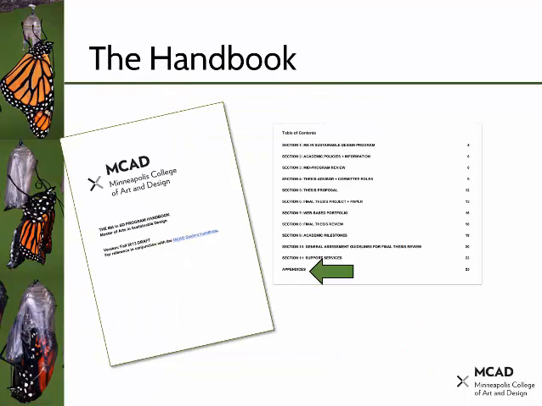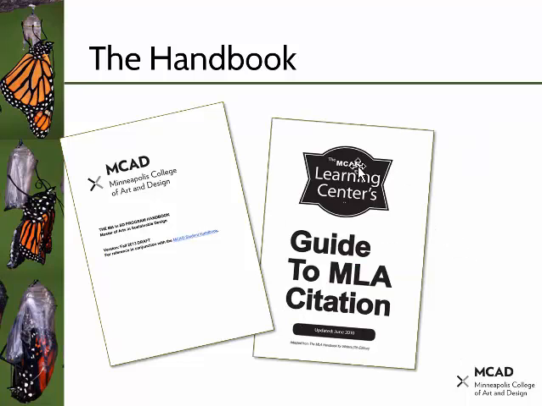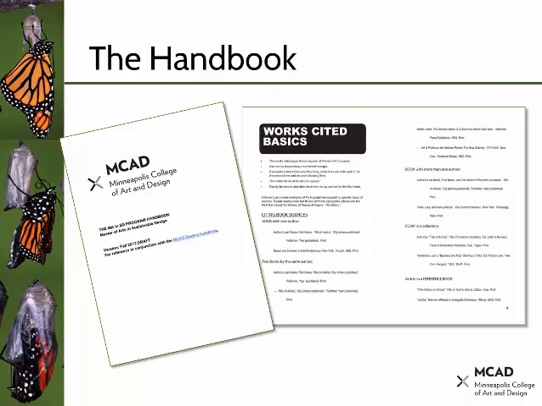If you've taken a look at your handbook, at the very end in the appendices, good nighttime reading, you'll find this guide to MLA citations. It's just a few pages that the MCAD Learning Center has provided for the handbook. One section is Works Cited Basics. These are the basic rules for your references list, or works cited list, which goes at the very end of your thesis paper and includes the things you cited in your paper. There's one basic version and then many other versions.